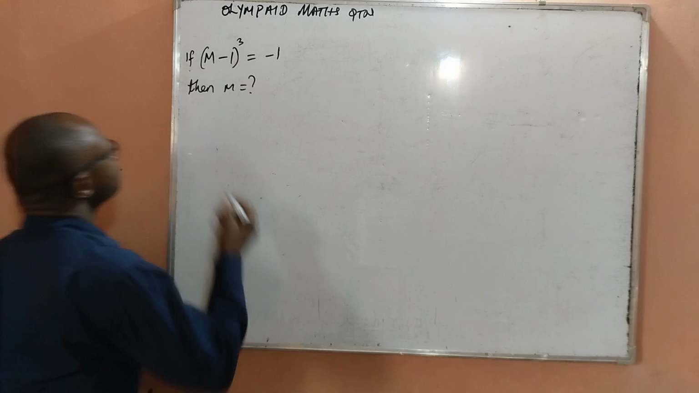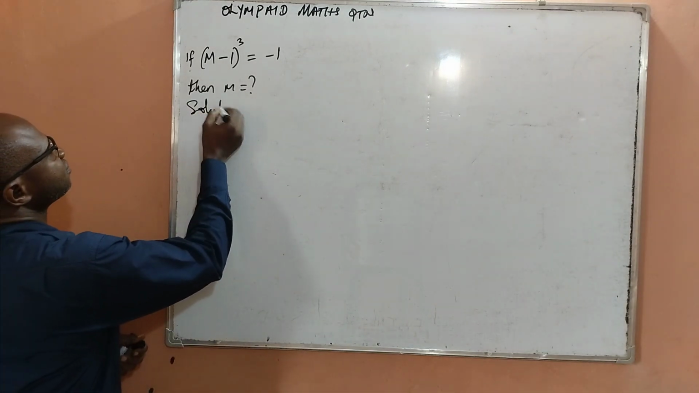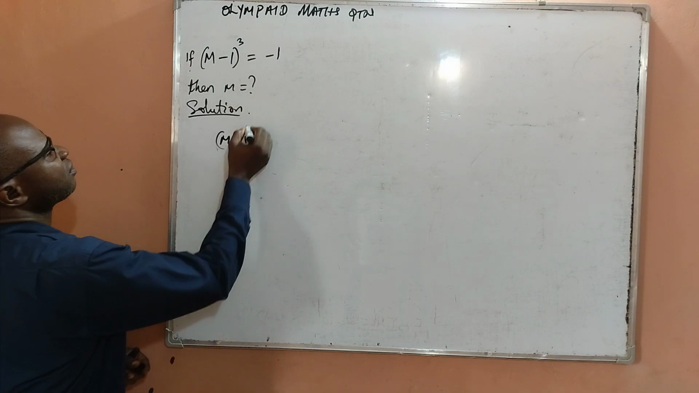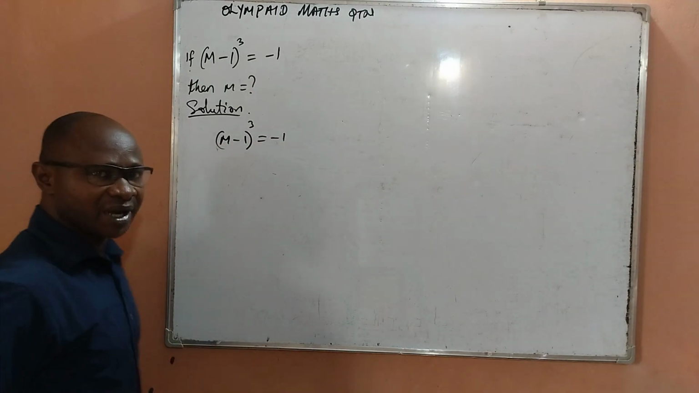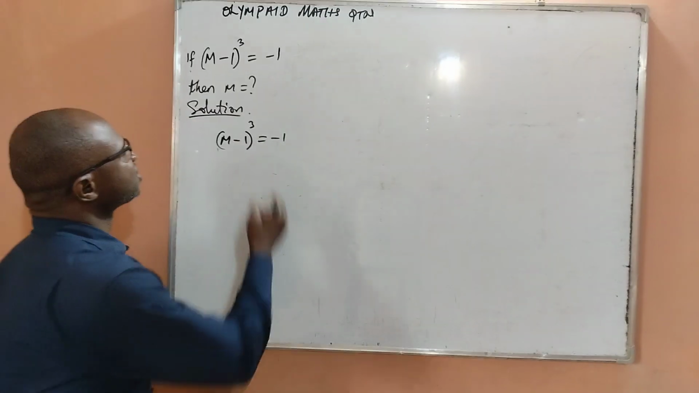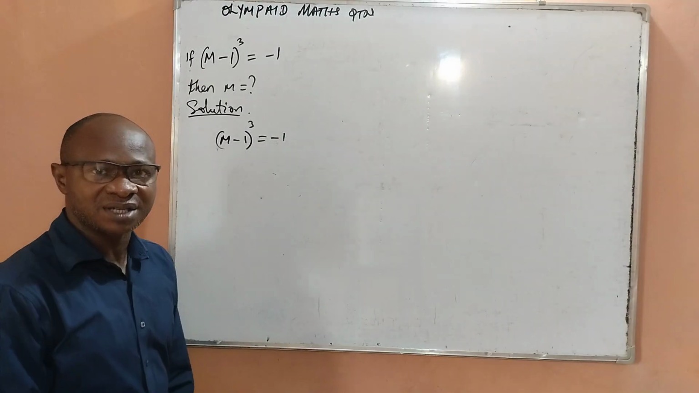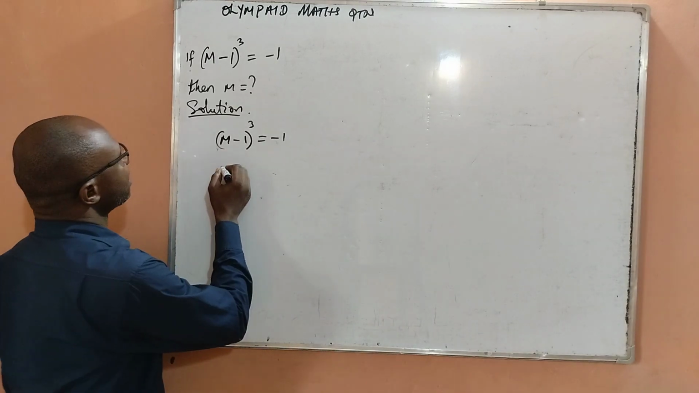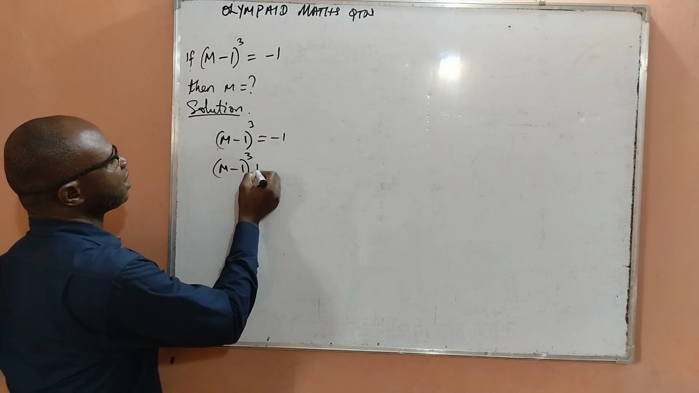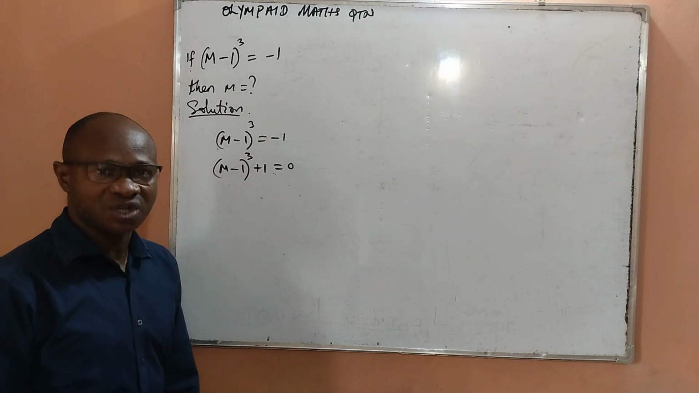We dive into the solution to the question. n minus 1 raised to power 3 is equal to negative 1. What I will do first is to move the negative 1 from the right hand side to the left hand side to get n minus 1 raised to power 3, then plus 1 is equal to 0.